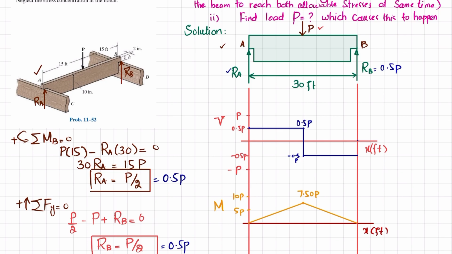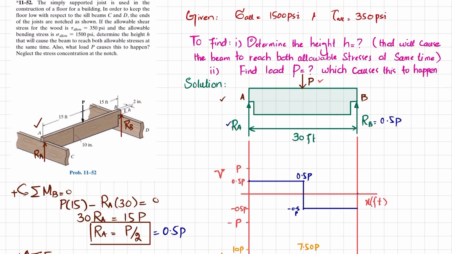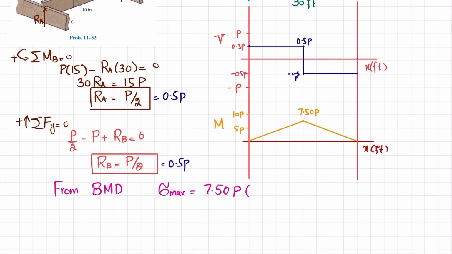Now you can see from this bending moment diagram, BMD, that the maximum bending moment is equal to 7.50 P, and the unit will be, if this is PSI, pounds into feet. Okay, pound into feet. So remember the length is in feet, so the unit will be in pounds into feet.